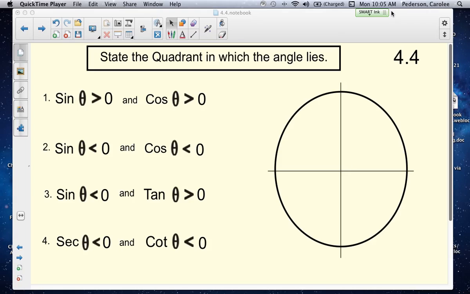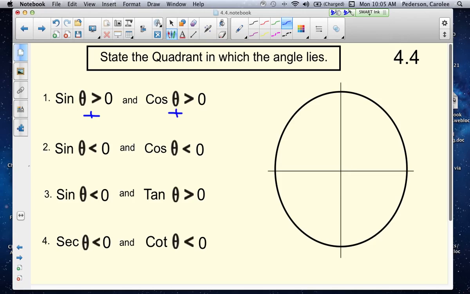So question 1. My sine is positive and my cosine is positive. In which quadrant will this angle fall? Quadrant 1. It's telling me that, remember, sine is positive and cosine is positive. So it has to be in this first quadrant. Sine is y over r and cosine is x over r, so they're both positive. So this is quadrant 1.